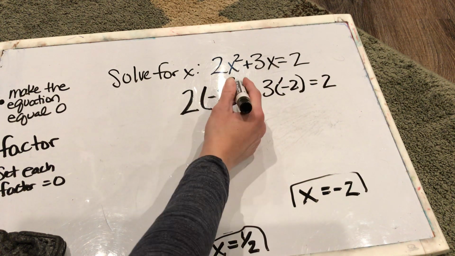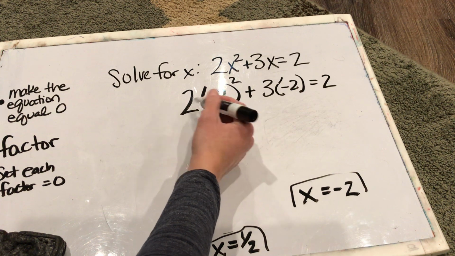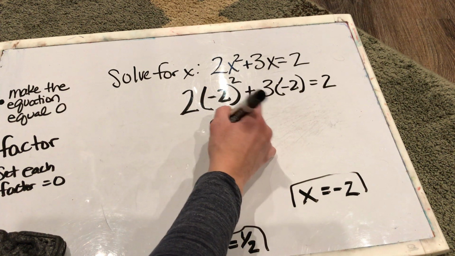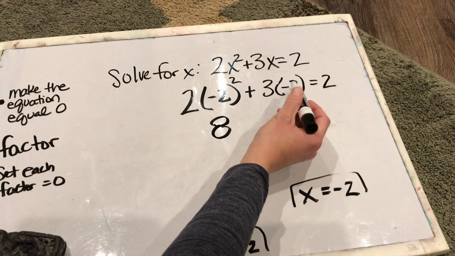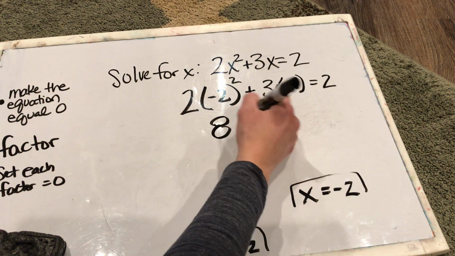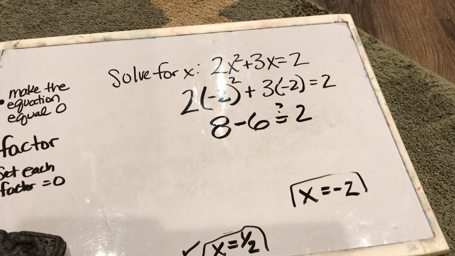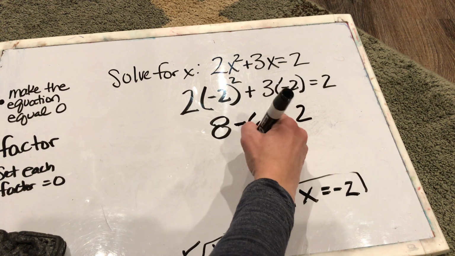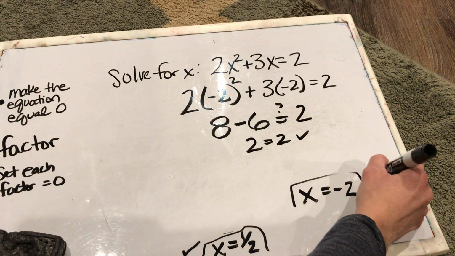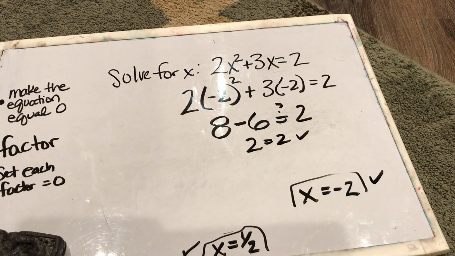So squaring a -2 will give me 4. 4 times 2 is 8. 3 times -2 is going to be a -6. Is that equal to 2? 8 minus 6? It sure is. So both of these answers work.